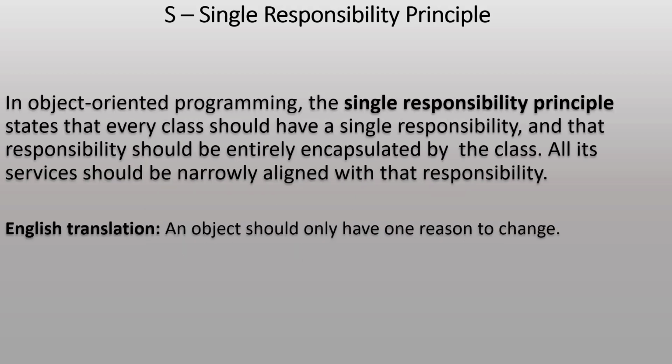Okay, let's start with the first tongue twister. In object-oriented programming, the single responsibility principle states that every class should have a single responsibility, and that responsibility should be entirely encapsulated by the class. All its services should be narrowly aligned with that responsibility. The heck does that mean in English? The English translation is, an object should only have one reason to change.